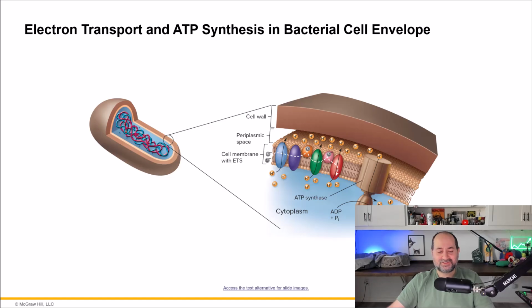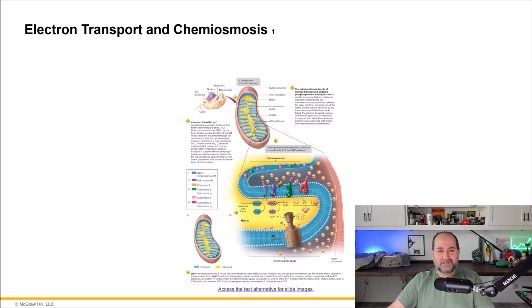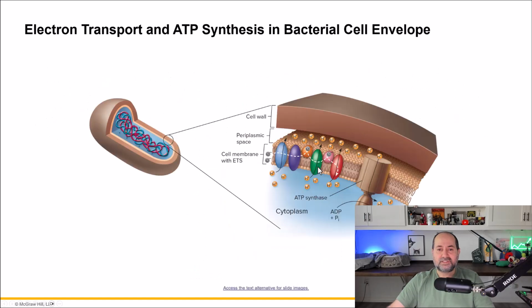And then you should know the difference between bacteria and eukaryotes in terms of where the electron transport chain is. Remember, in eukaryotes, the electron transport chain is in the mitochondria, in those twisty, turny, convoluted cristae. Remember the inner membrane. The inner membrane of the mitochondria is where you find the electron transport chain. And so the protons are pumped into the intermembrane space. Whereas in prokaryotes, in bacteria, the electron transport chain is in the actual cell membrane, the plasma membrane, and the protons are getting pumped out of the cell.